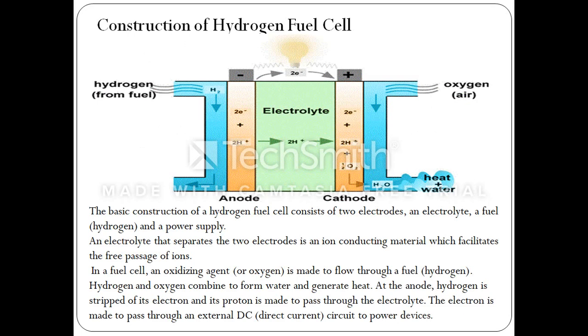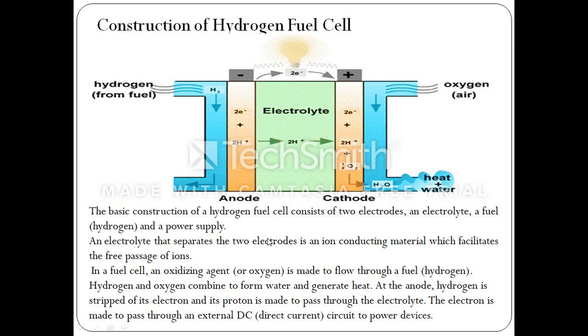Now, construction of hydrogen fuel cell. Here the construction diagram of hydrogen fuel cell is shown. Hydrogen from fuel is shown in the figure. Then a positive and negative supply are shown. Then the electrolyte is placed here. Then anode and cathode are shown. Then heat plus water, that is H2O, is shown. Then oxygen, that is air, is shown here.